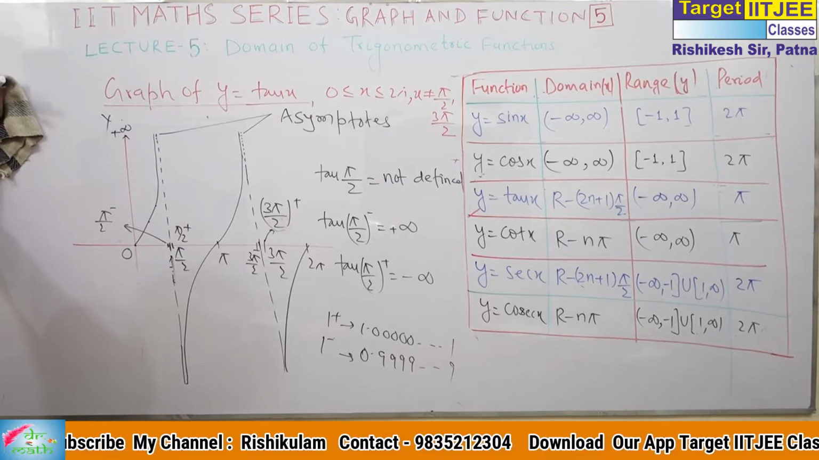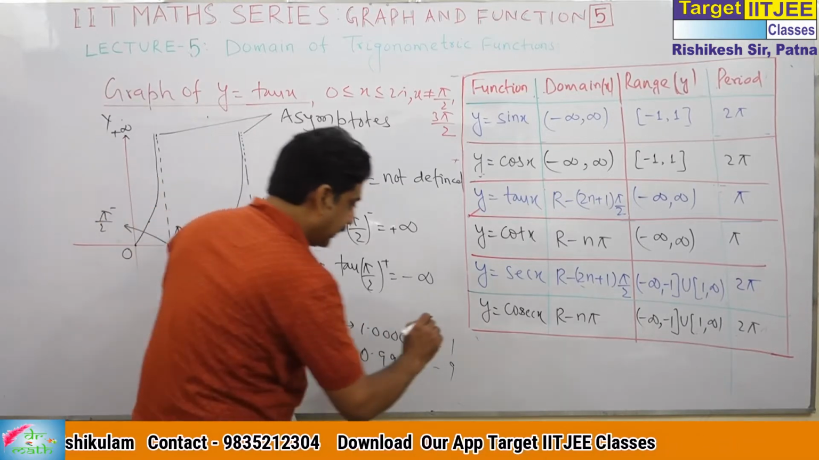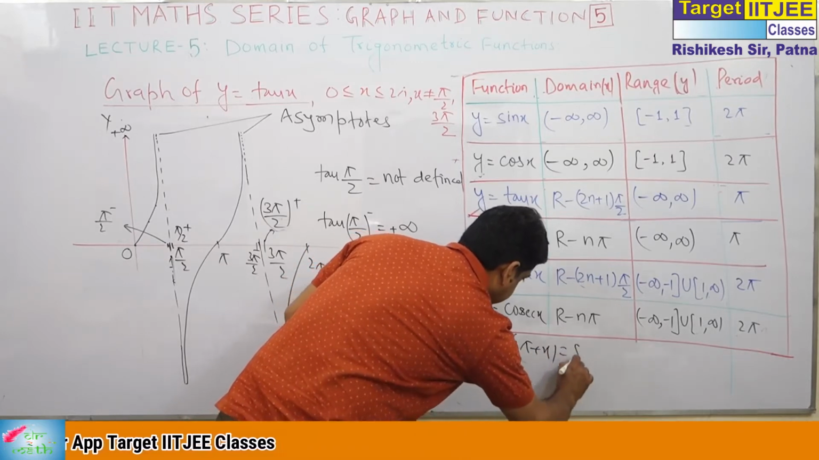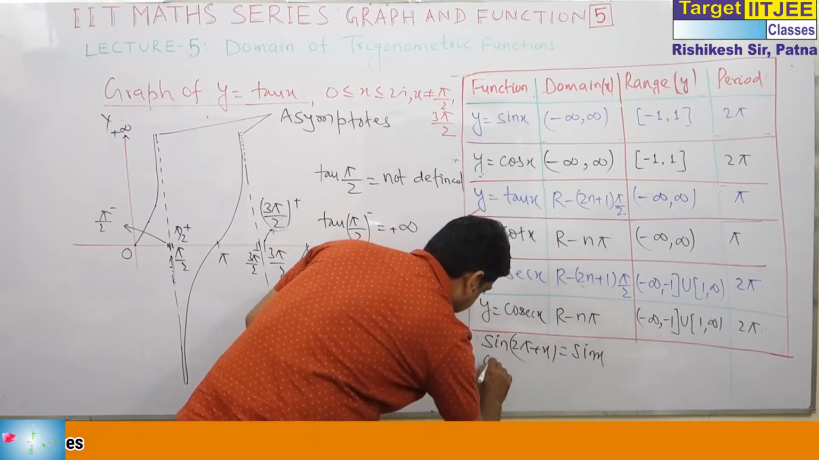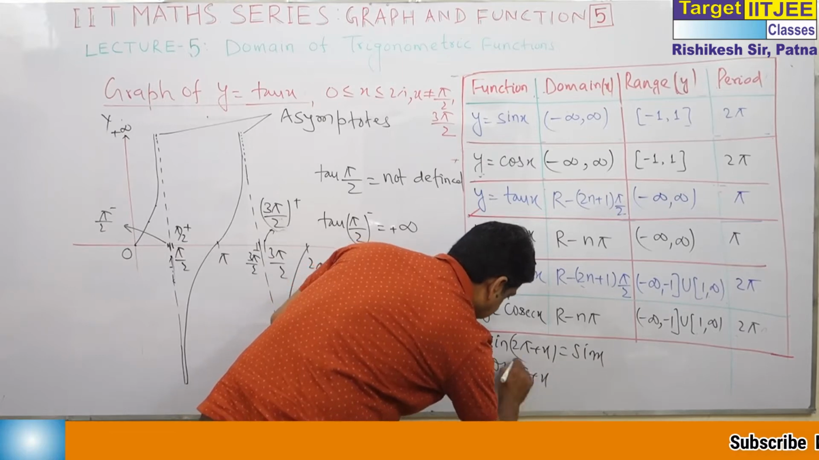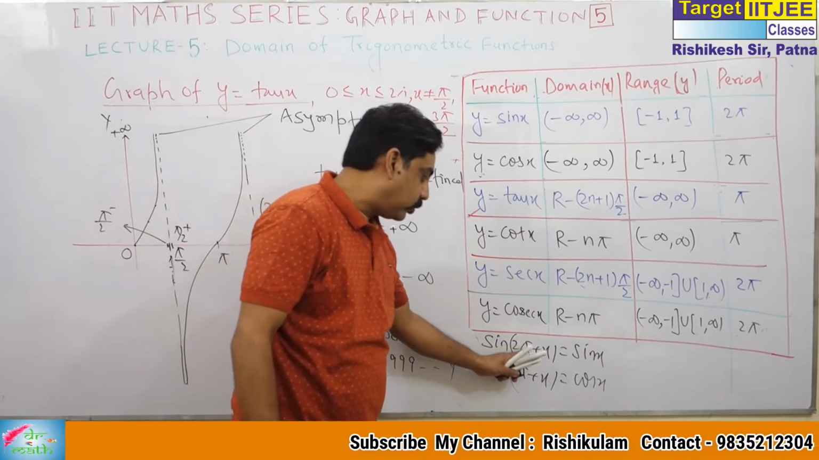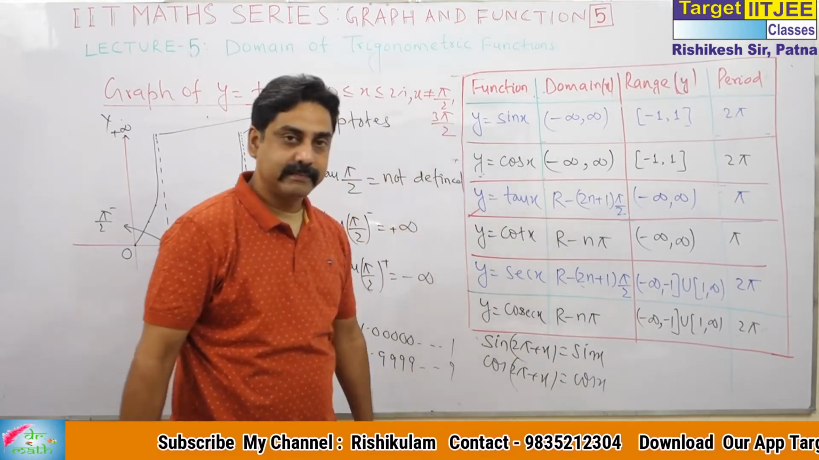Now about period. Actually, sin of 2 pi plus x is sin x, and cos of 2 pi plus x is cos x. We cannot get a smaller value than 2 pi for which this repeats.